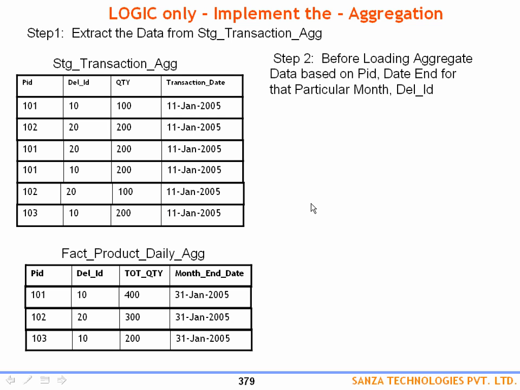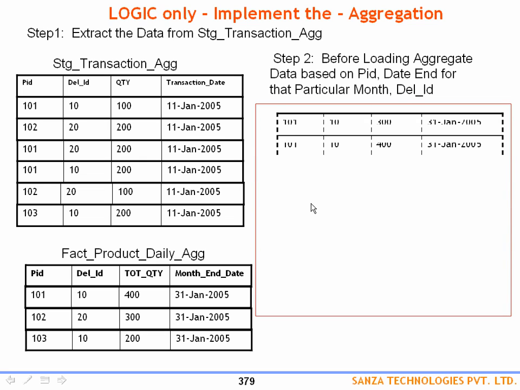So how do you do it? 101, 10, 400, 31st January. We will convert this date into the month end date, 31st January 2005. So for 101, 10, the 11th January we convert into 31st January. 101, 10, 200, 100 plus 200, 300, plus 101, 10, cumulative for the same month and date.